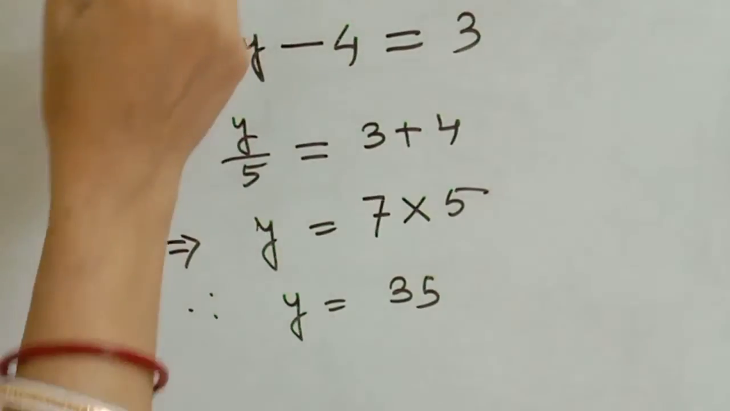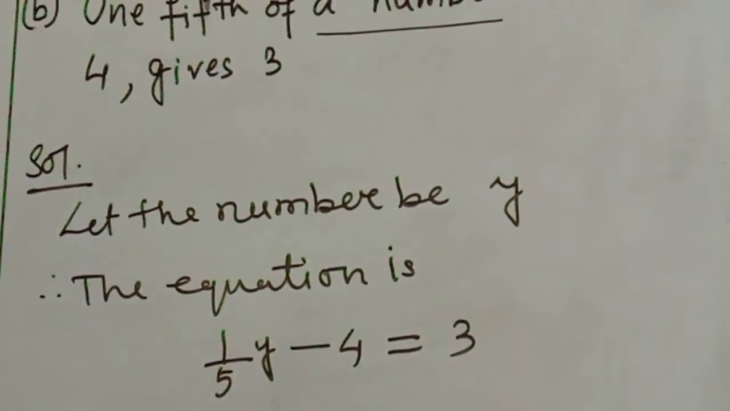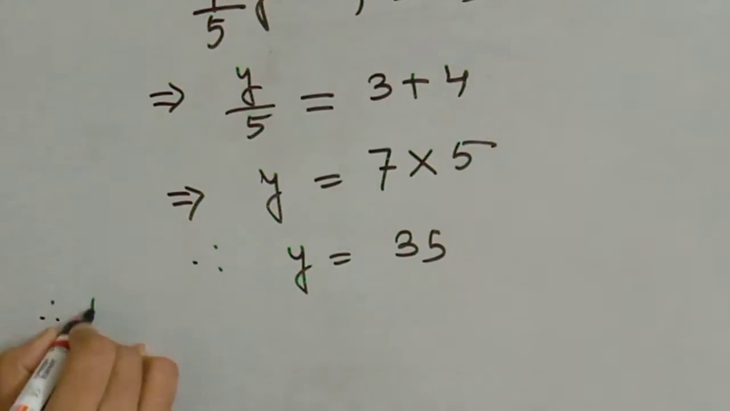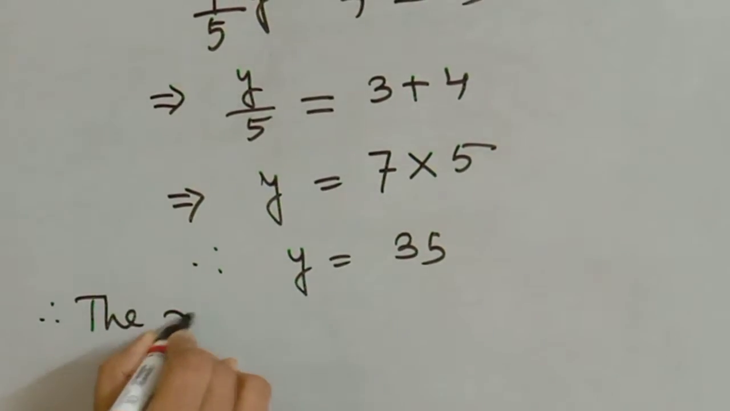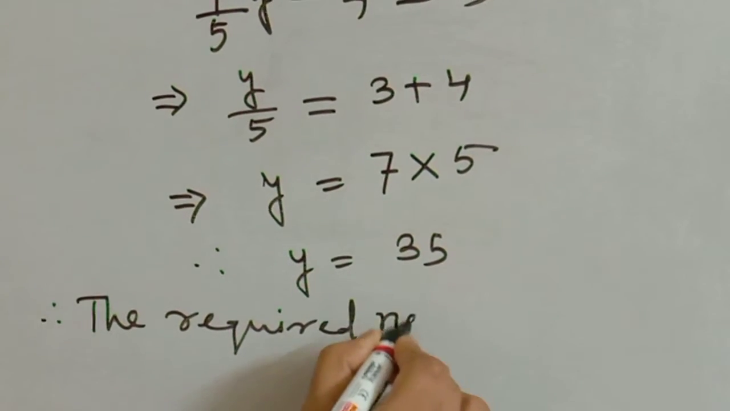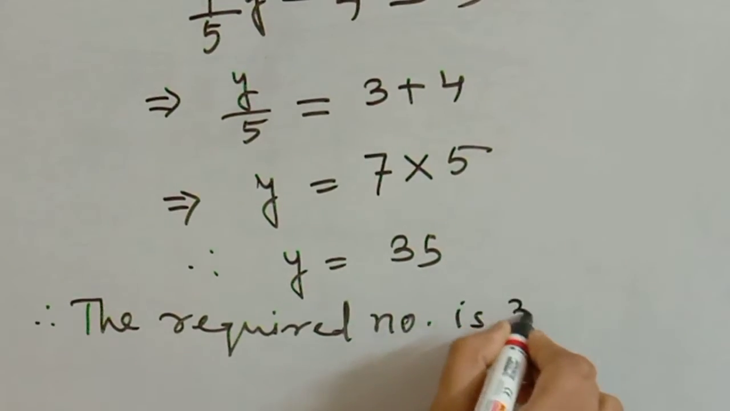Then what is the number? 1/5 of the number minus 4 gives us 3. Therefore, the required number is 35.